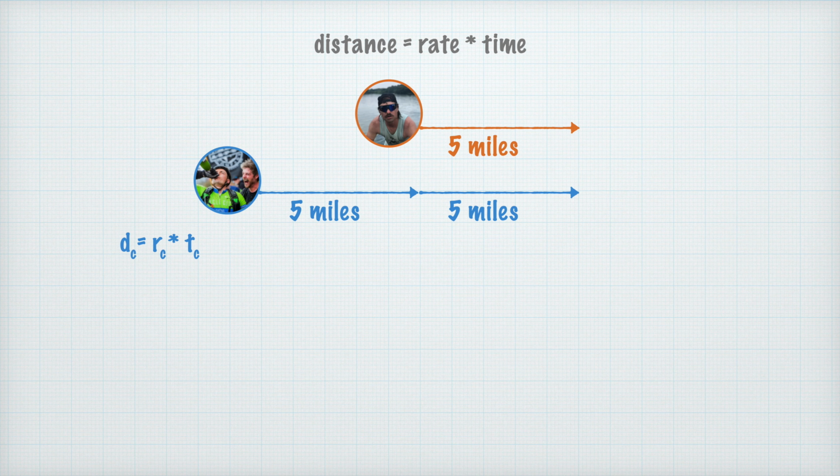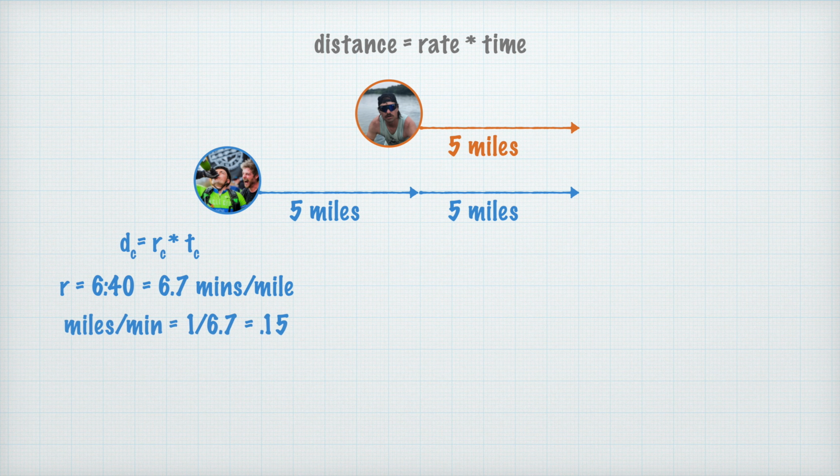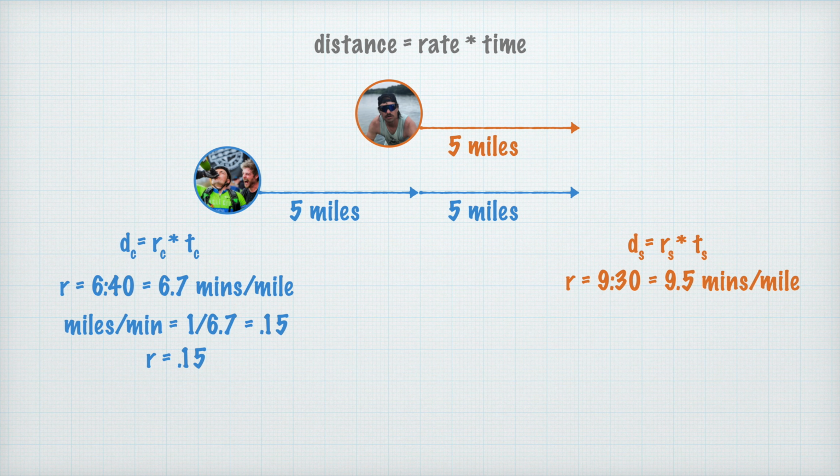Looking at the distance, rate, and time for Cody, we're going to assume he's going to run at a 6:40 pace, and that's 6.7 minutes per mile. But what I need is miles per minute instead. So we just convert that by dividing the 6.7 into 1, and his rate is 0.15. For Shane, we know his rate is a 9:30 pace, which is 9.5 minutes per mile. Convert that to miles per minute, and we get a rate of 0.11.